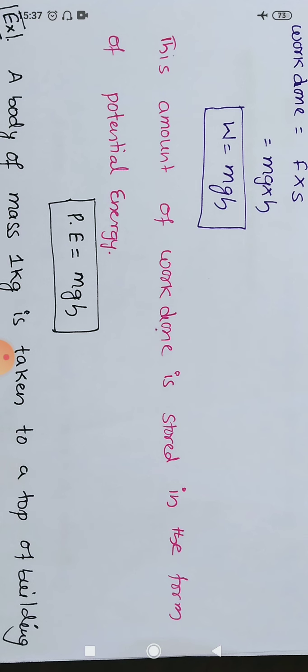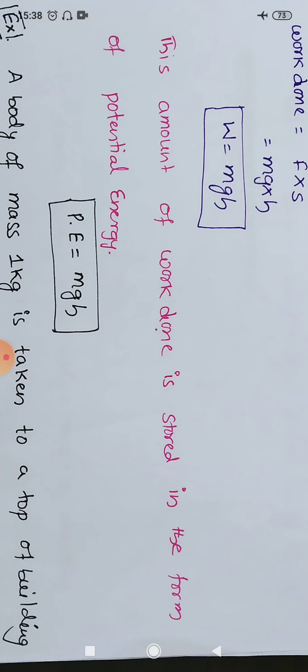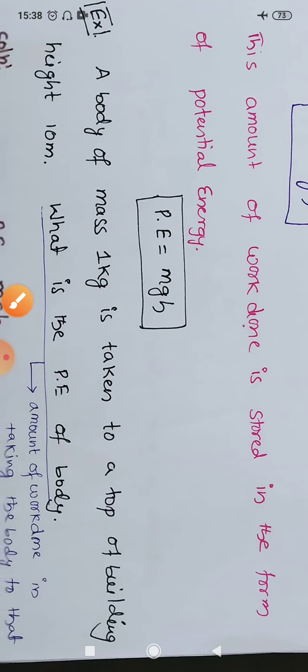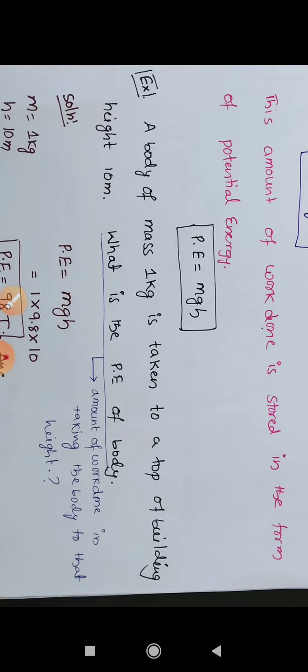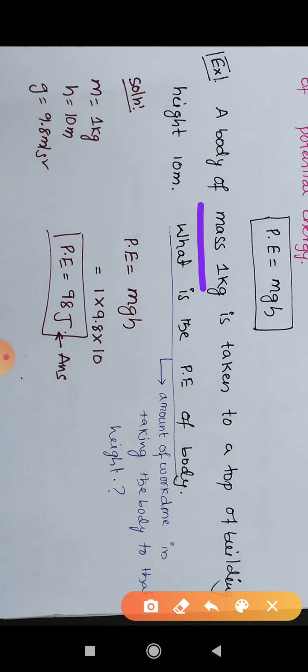So this is the general formula you can remember for finding out the potential energy of an object which is at a certain height h from the surface of the ground. We see one general example problem, usually given as directly formula based problems. Here the problem says a body of mass 1 kg is taken to the top of a building of height 10 meters. What is the potential energy of the body?